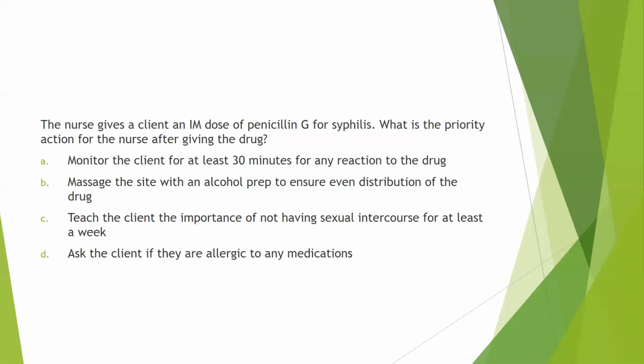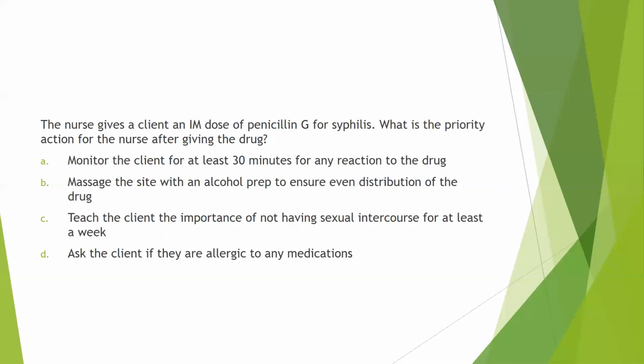Here, the nurse gives a client an intramuscular dose of penicillin G for syphilis. What is the priority action for the nurse after giving the drug? Monitor the client for at least 30 minutes for any reaction. Massage the site with an alcohol prep to ensure even distribution of the drug. Teach the client the importance of not having sexual intercourse for at least a week. Ask the client if they are allergic to any medication.